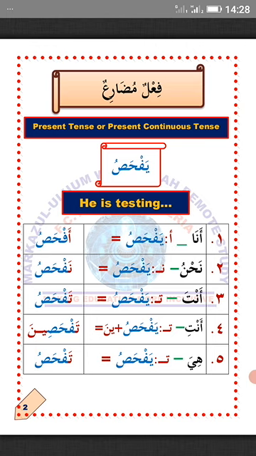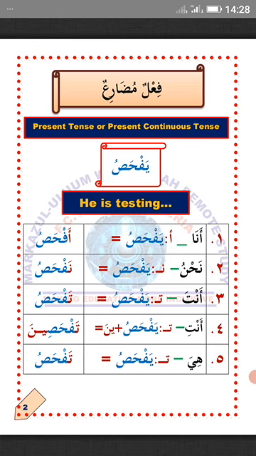Fi'ilun mudari is a form of verb in Arabic that one can use to talk about an action happening at the moment or something that we do on a daily basis, like going to work, going to school, or going to mosque. As I am teaching now, the only form of verb in Arabic that I can use to talk about what I am doing now is called Fi'ilun mudari.